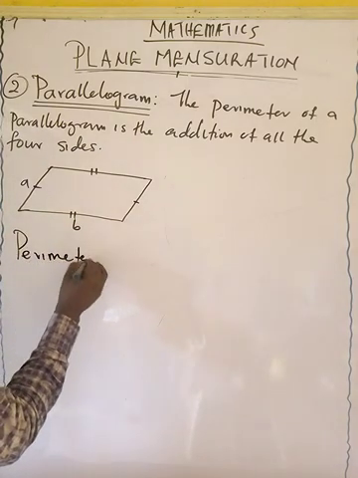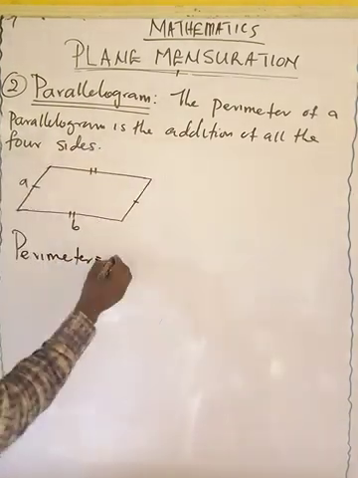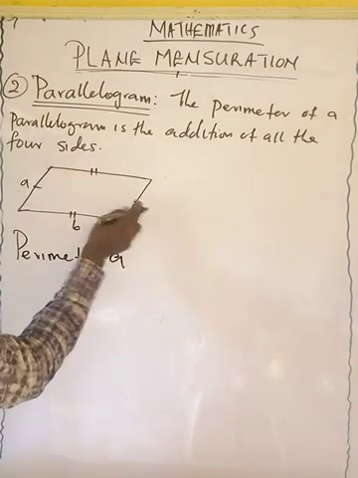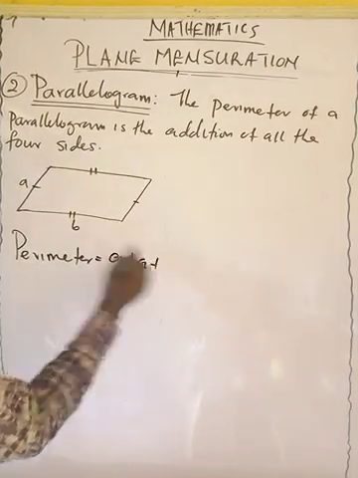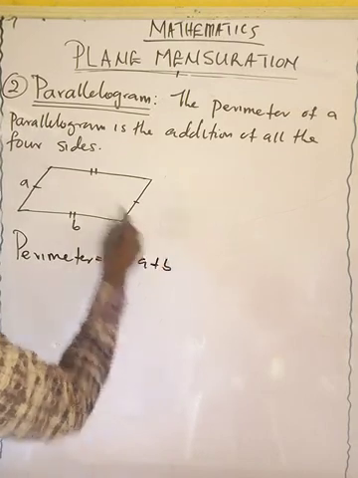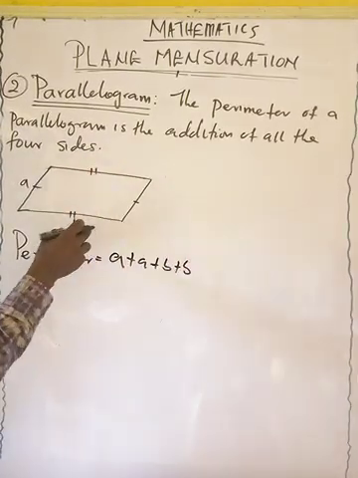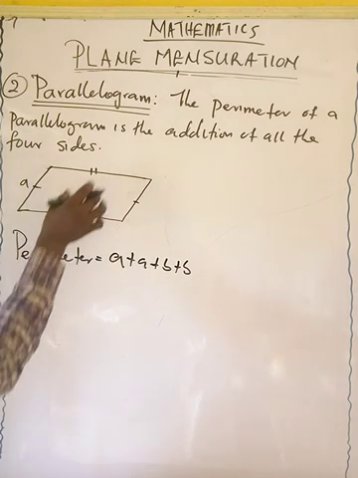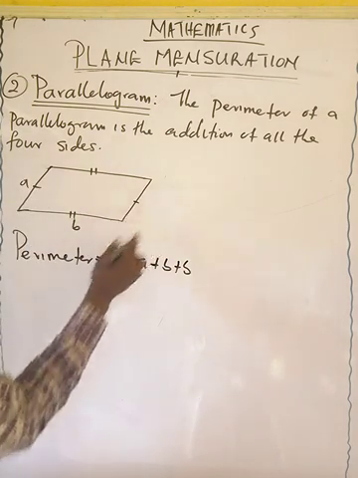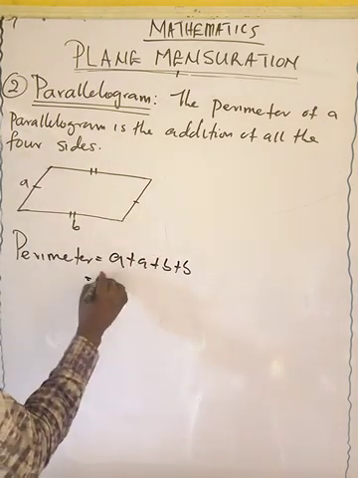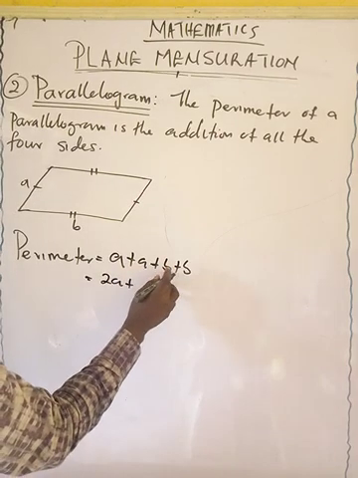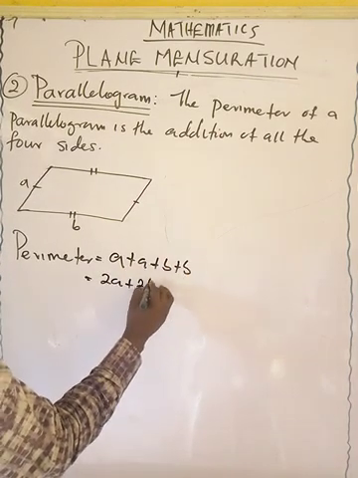Perimeter. A, how many sides? A is 2, plus A, plus B, plus this place will also be what? B. Because this is equal to this. That's why we have these two lines. This is equal to this and this is equal to this. From here we have A plus A, 2A, plus B plus B, 2B.